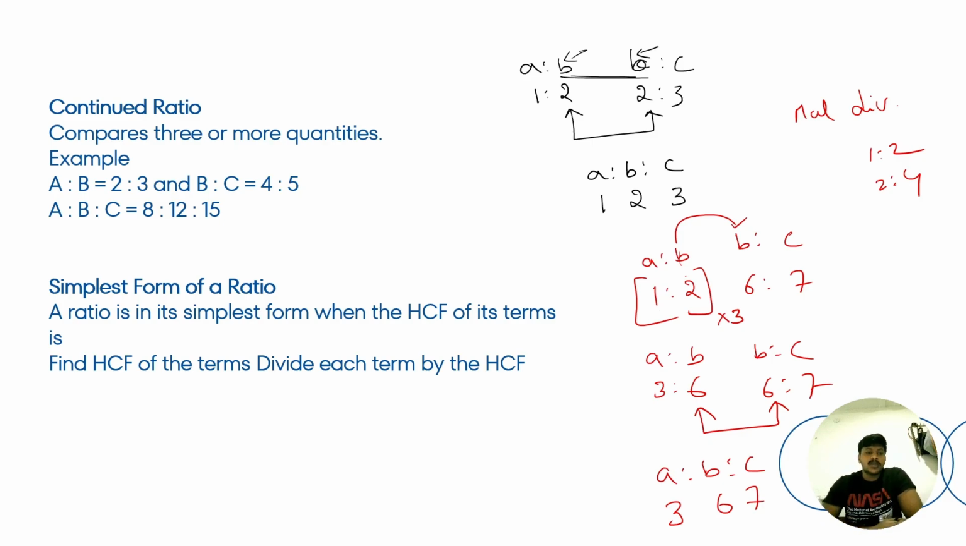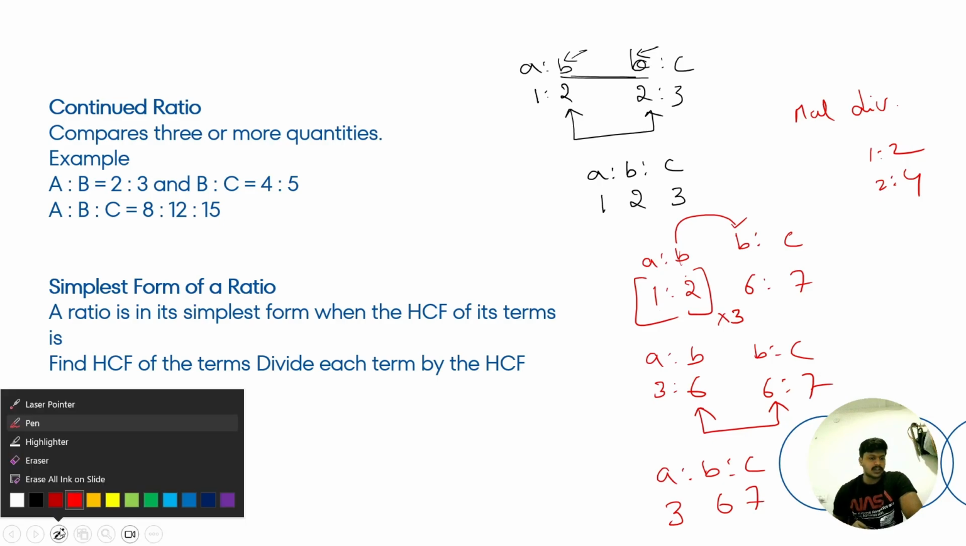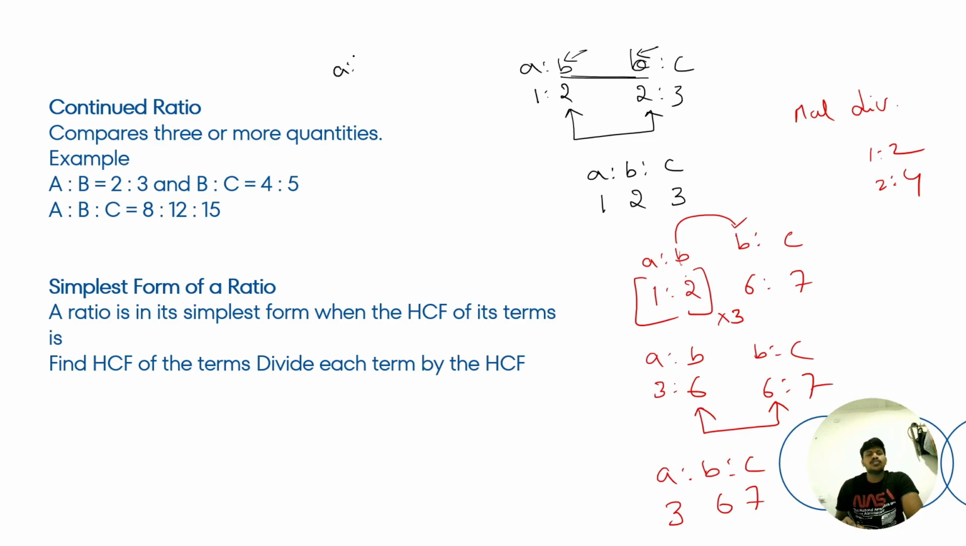Now the third one. Sometimes, even after combining them, there is a chance that you can't get the other variable by multiplying with some other number. Let me give you one example. Let us take A is to B equal to 1 is to 3 and B is to C equal to 5 is to 7. Now, as you can see here, I can't multiply 3 with any number to get 5. Similarly, I can't multiply 5 with any number to get 3.